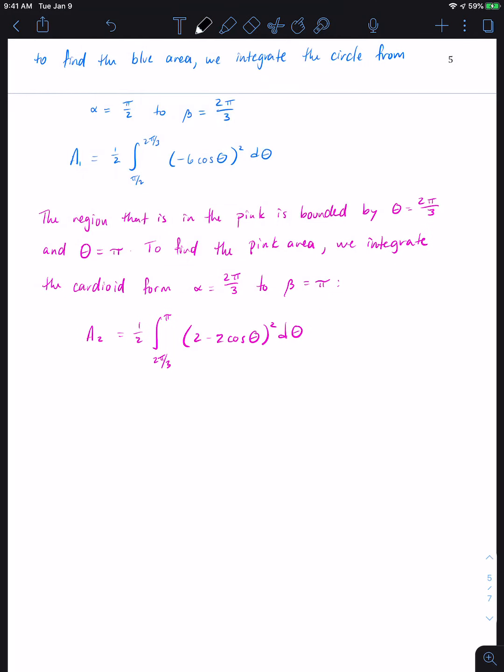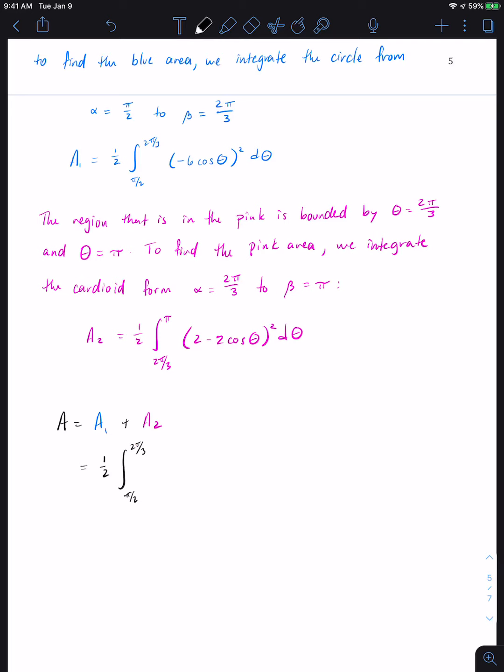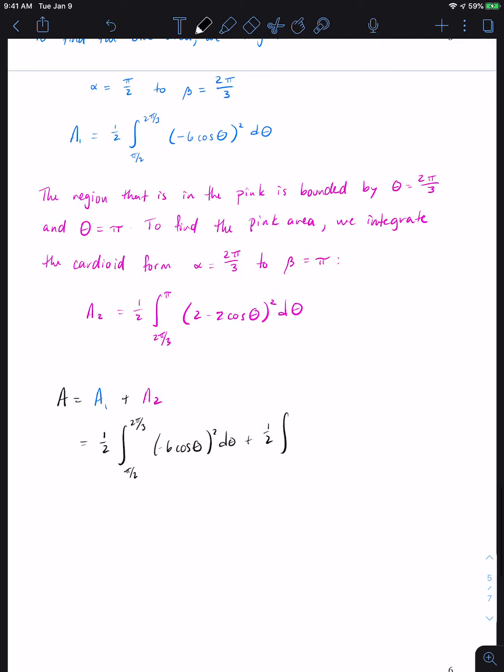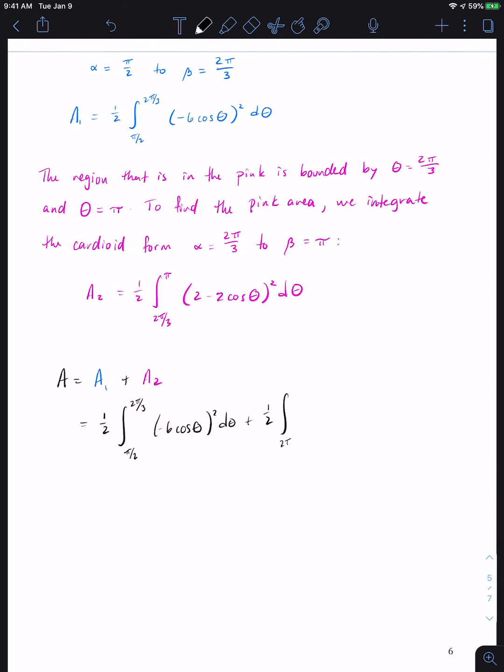So the whole area is equal to the blue area plus the pink area, which is going to be 1/2 the integral from pi over 2 to 2 pi over 3 of -6 cosine of theta squared d theta plus 1/2 the integral from 2 pi over 3 to pi of 2 minus 2 cosine of theta, quantity squared, d theta.